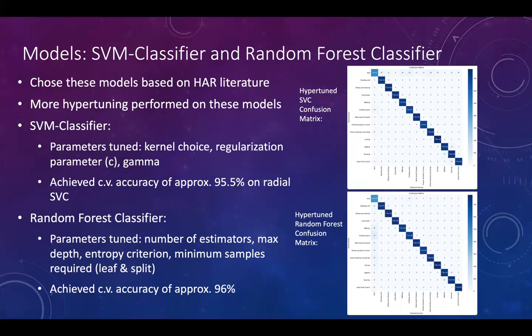So for the support vector machine classifier, I tuned the kernel choice, regularization parameter, and gamma parameters and was able to achieve a cross-validated accuracy of about 95.5%, which is pretty good. And then for the random forest classifier, which is an ensemble method, I tuned the number of estimators, the max depth, entropy criterion, minimum samples required at leaf and split, and was able to achieve cross-validated accuracy of approximately 96%. So these models, again, both performed very well on the data set.